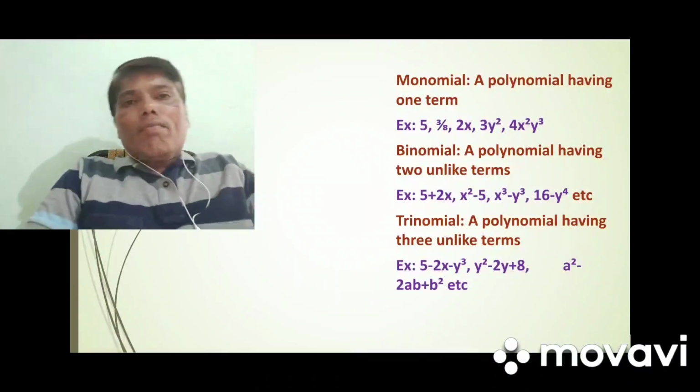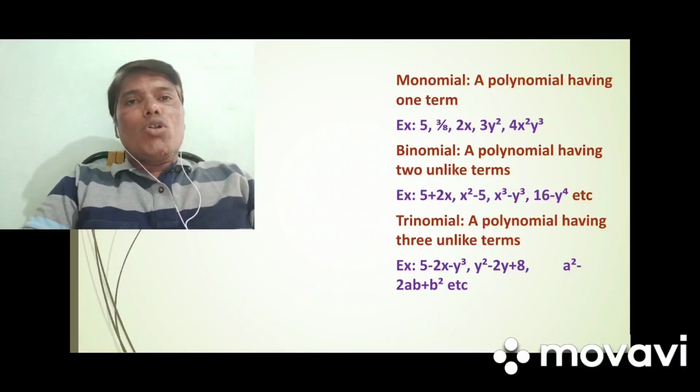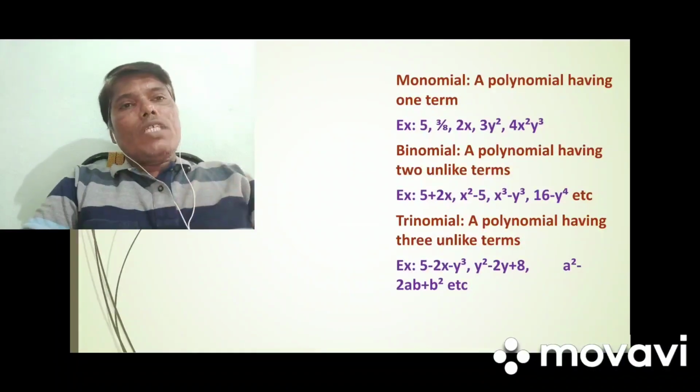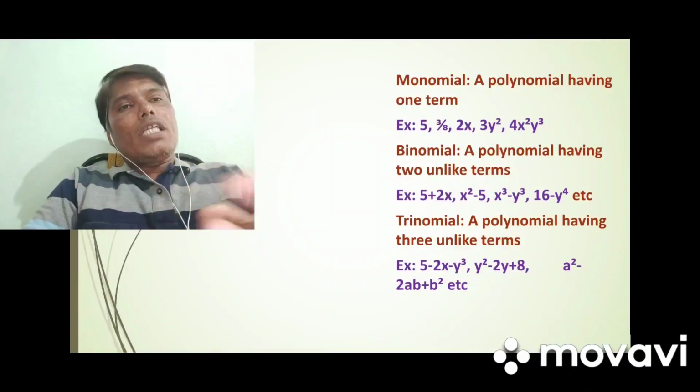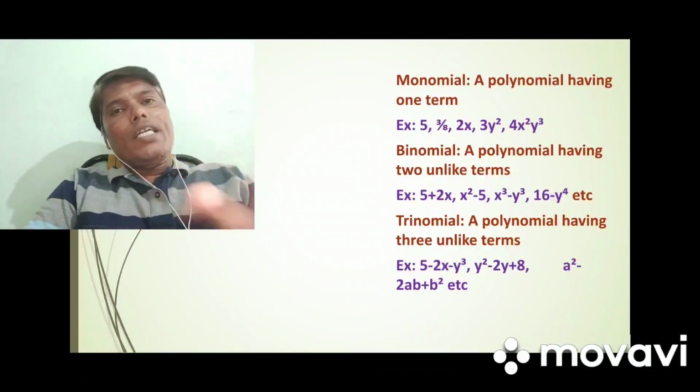So what is meant by monomial? A polynomial having only one term is called a monomial. For example, 5 is a monomial, 3 by 8 is a monomial, 2x is a monomial, 3y square is a monomial, 4x square y cube is a monomial. So these are all monomials because we don't have any addition symbol or subtraction symbol. The terms are not combined here. Okay, these are all single terms, right?